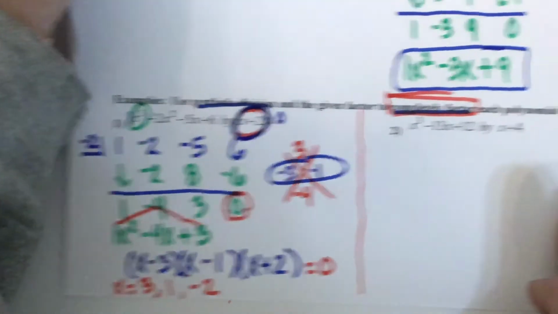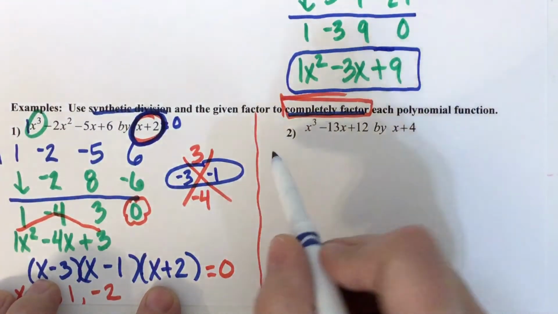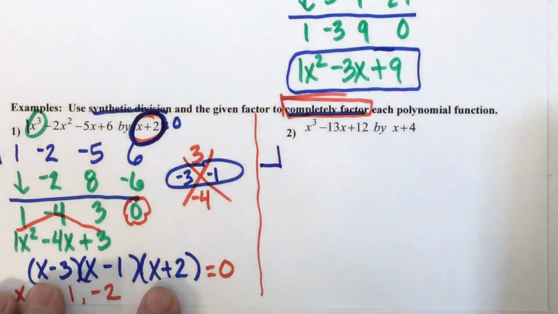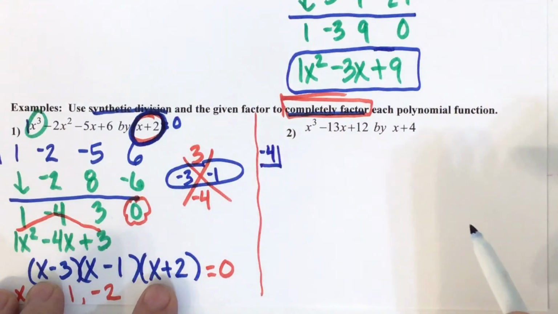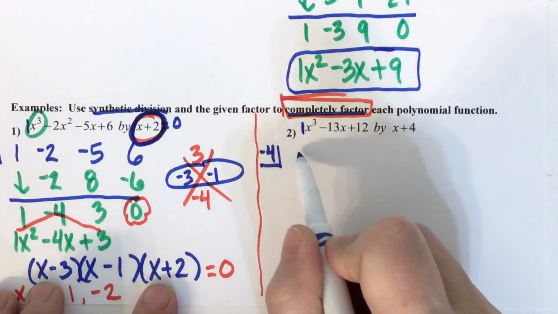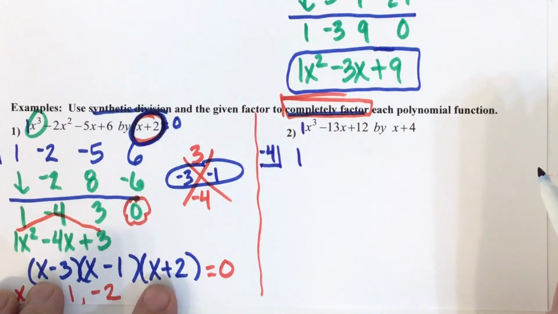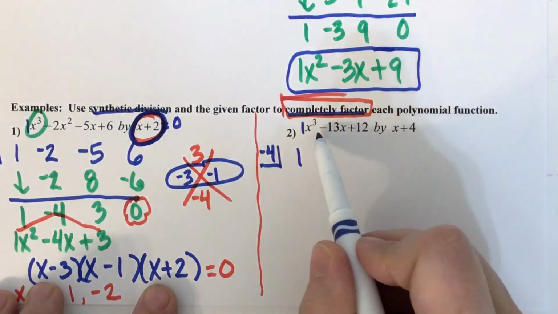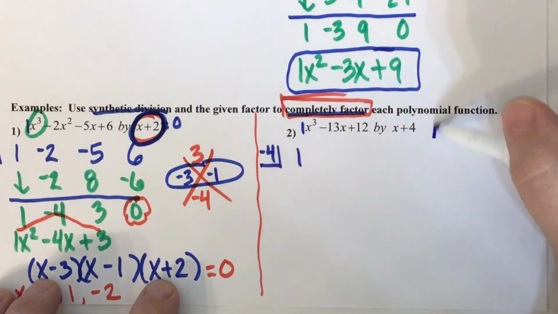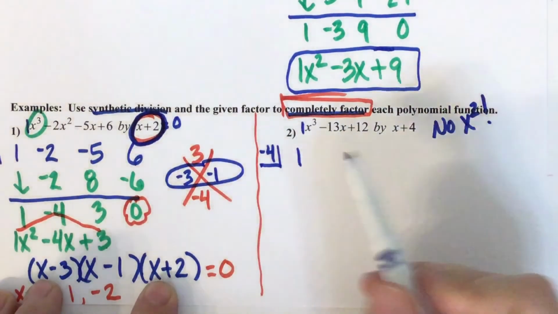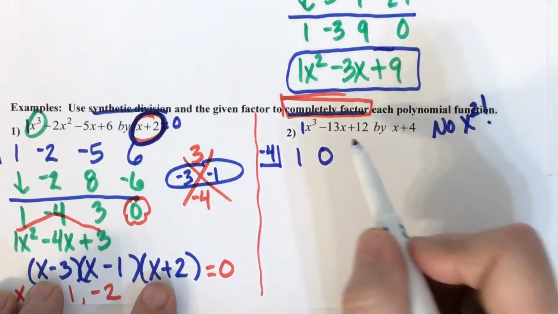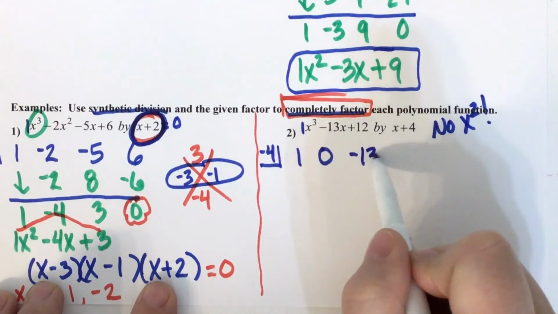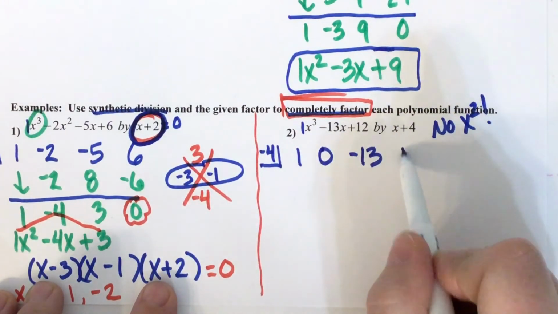All right, do you know who we're putting in our box? First, you put the 0 in the box. -4. Pull down the coefficients, drop, drop, drop. I've got a 1 in front of the x cubed. You notice anything? There's no x squared. It's missing the x squared. So since there's no x squared, we need to put a 0 to fill it in. After the x squared comes the x, so -13. And after the x comes the constant, so 12.